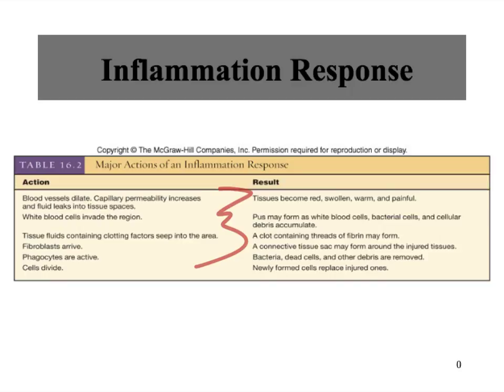And the tissue response would be things like dilation of blood vessels, capillary permeability increases, phagocytes become active, tissue fluids containing clotting factors seep to the area. We want to obviously stop any blood flow in that area before we get to any kind of repair process.